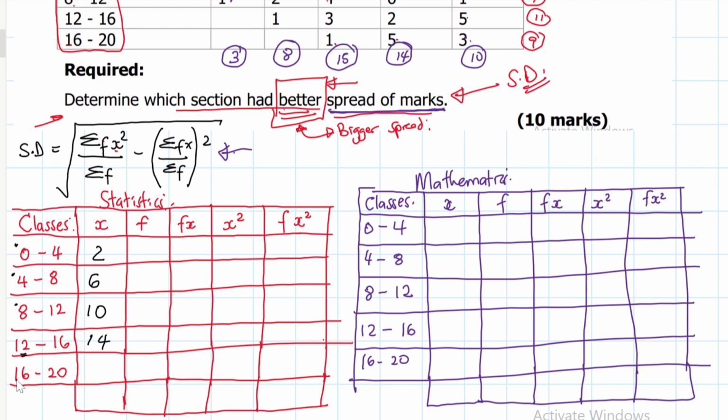20 minus 16 is 4. What is 4 divided by 2? It is 2. So 2 plus the lower class boundary here, it's going to be what? 18. So those are our values of x right there. And of course our values of x here are going to be the same here: 2, 6, 10, 14, 18.